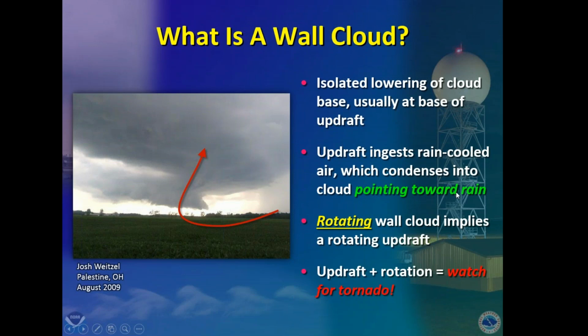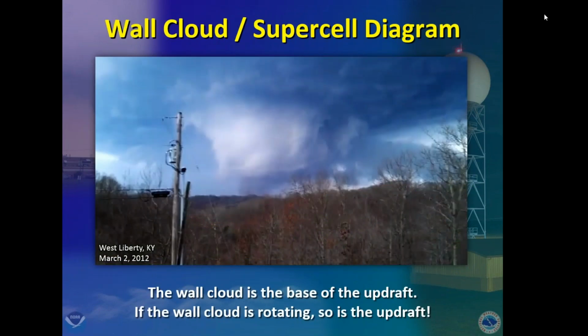And that rotating wall cloud is going to be an indication of that rotation. So when the updraft is accompanied with that rotation, we say to watch for tornadic damage at that point, or watch for a tornado at that point. So as we see the wall cloud coming in at the base of the updraft, which is right here, if the wall cloud is rotating, assume that the updraft is as well.